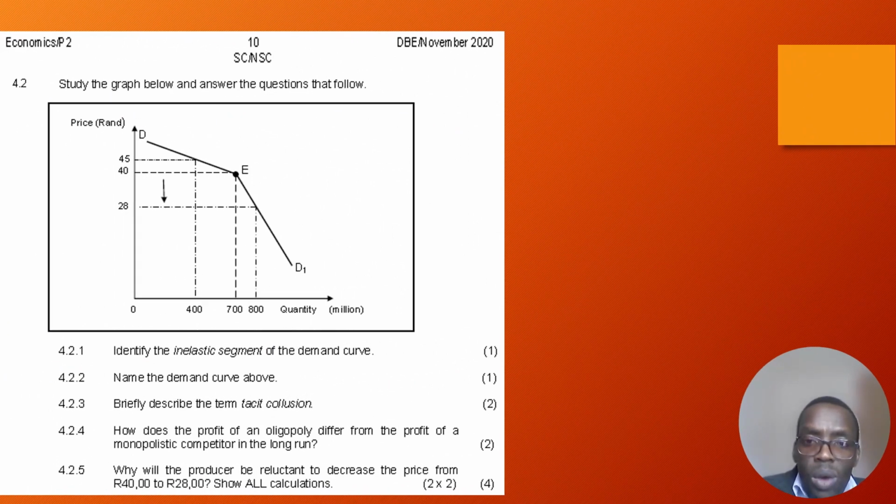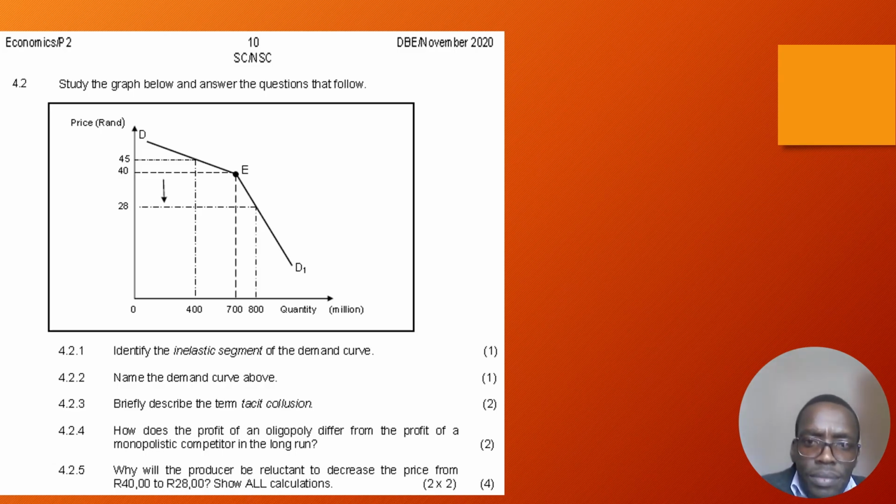Yes, okay, so now on your screen, I'm sharing with you question 4.2. It's a question that I took from the DBE November 2020 exam, and this one was question 4.2 in the Economics Paper 2. It says, study the graph below and answer the questions that follow. So what I'll ask you to do is to pause the video and attempt the questions, and after you've attempted them, you can press play. Then we are going to come back and I will give you the answers as you mark your own work. Okay, all the best.